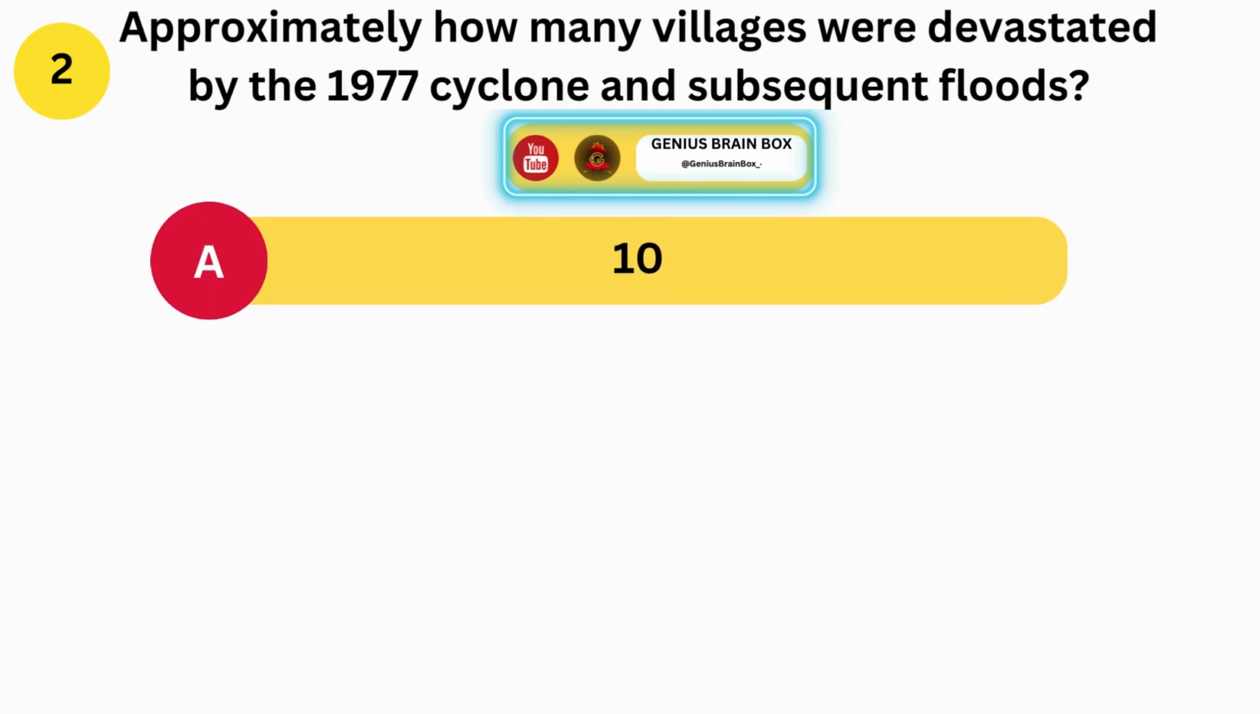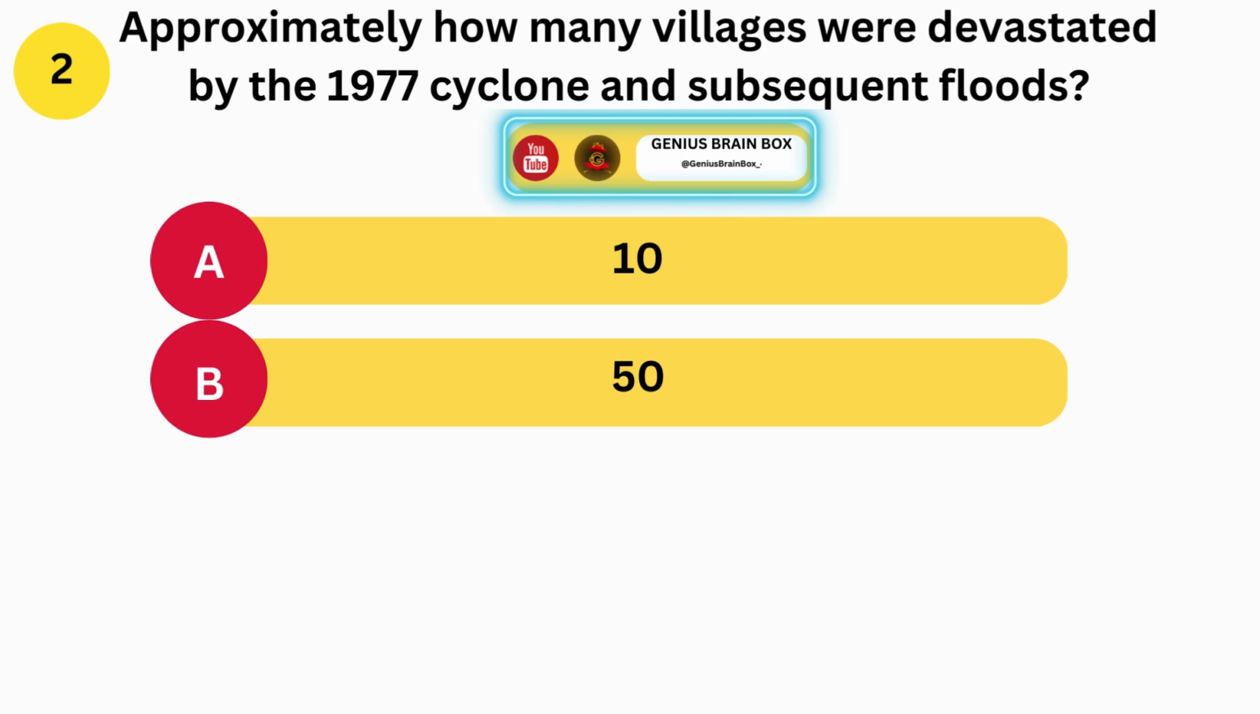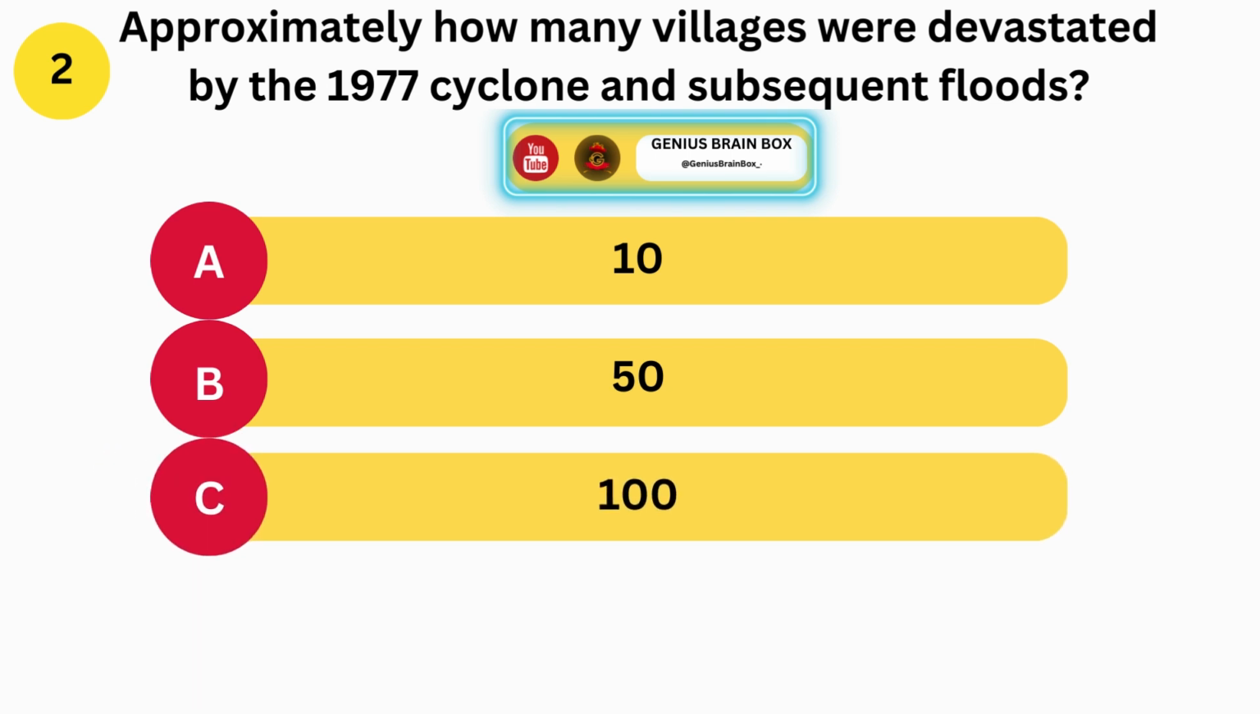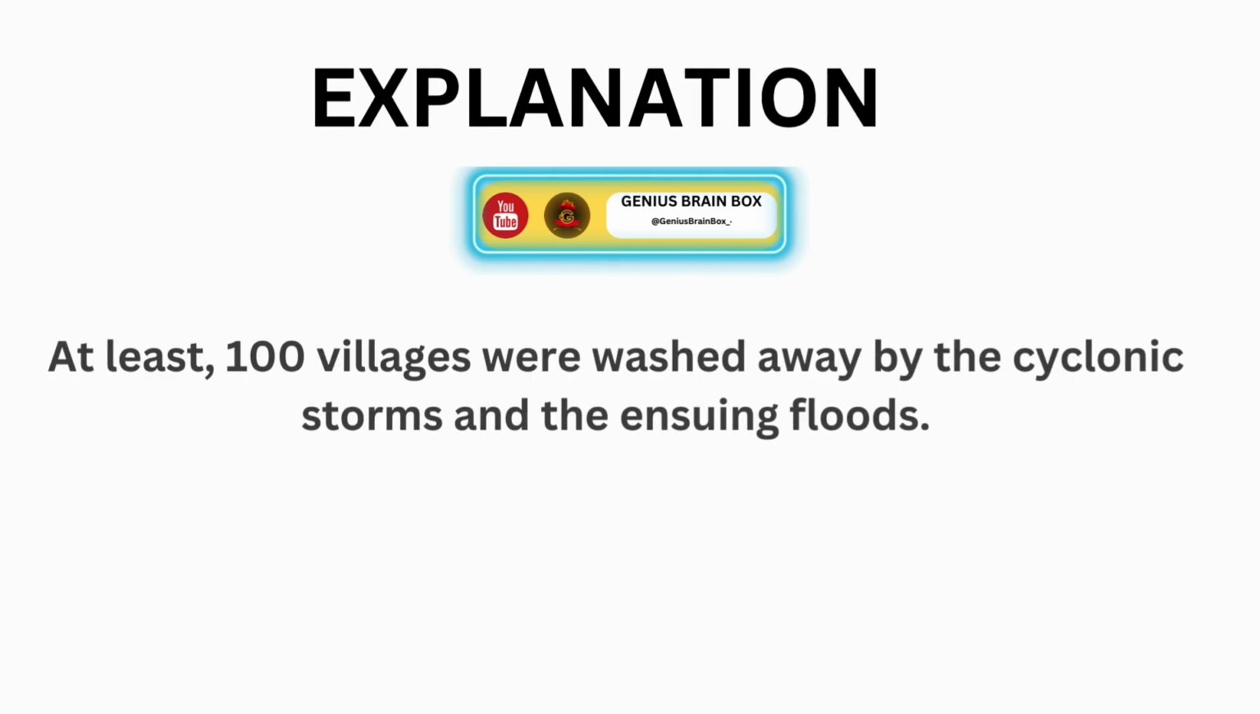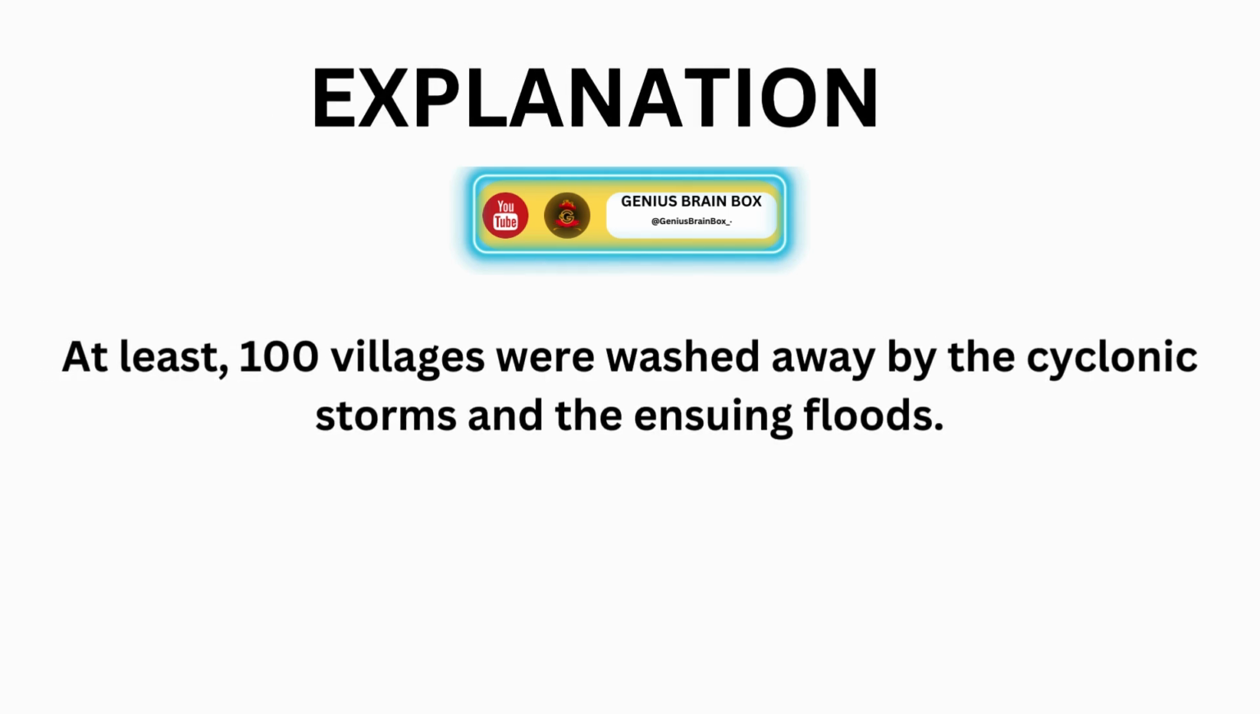Approximately how many villages were devastated by the 1977 cyclone and subsequent floods? Option A 10. Option B 50. Option C 100. Correct answer is... Explanation. At least 100 villages were washed away by the cyclonic storms and the ensuing floods.